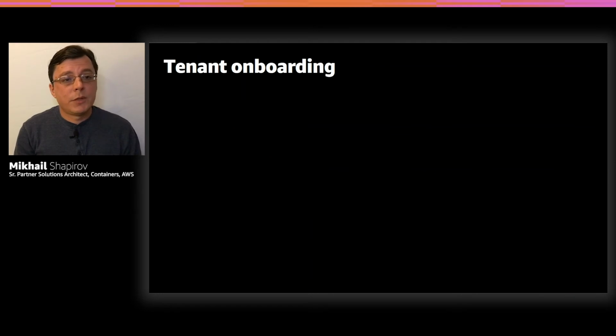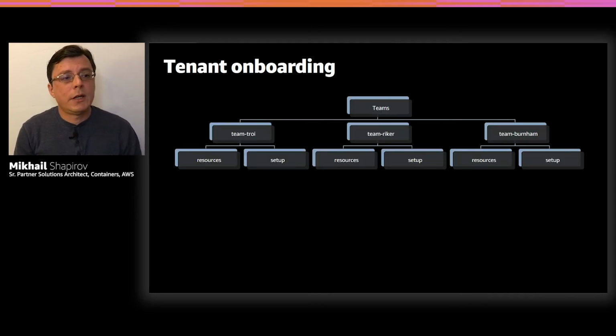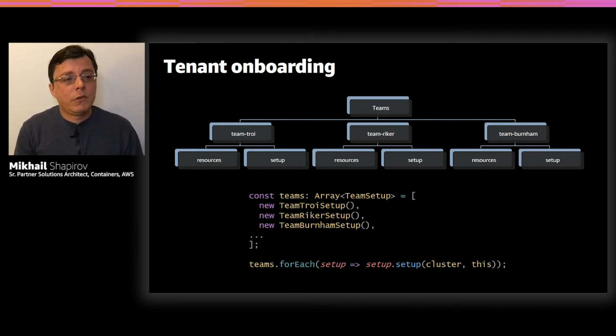Let's continue with tenant onboarding. And let's say we have teams. We have at least 3 teams. There is a Team Troy, Riker, and Burnham. All of them have resources that they need, and they have some sort of a setup. We will create those teams, and that kind of tells you that you can pick and choose the teams that you want to provision in the target cluster.